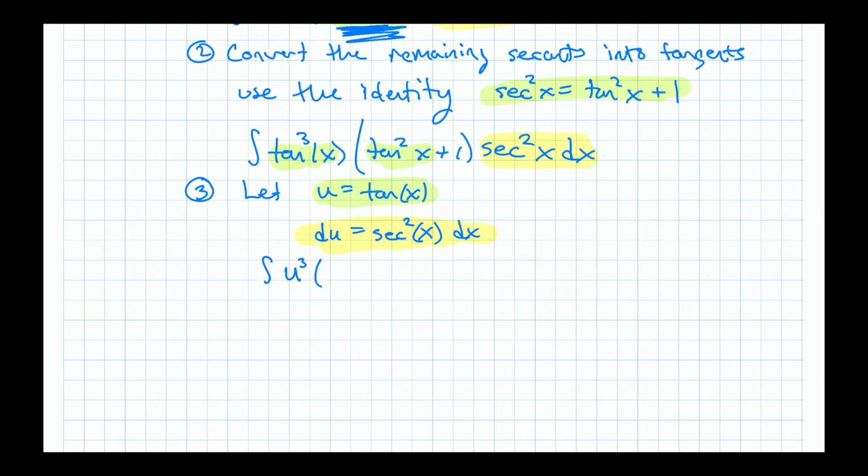Tangent squared x plus 1 is going to be u squared plus 1. And then our secant squared x dx at the end is simply going to be du. So there we go. Now all we've got to do is integrate, but we should simplify it first a little bit, and then we can integrate it.